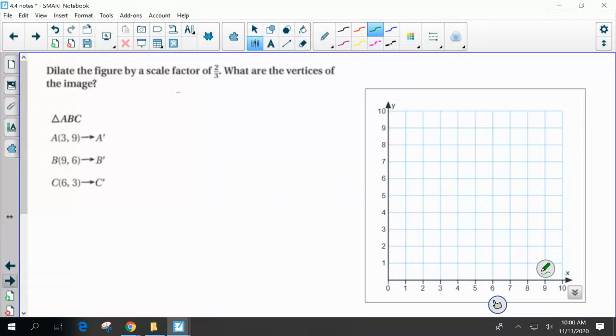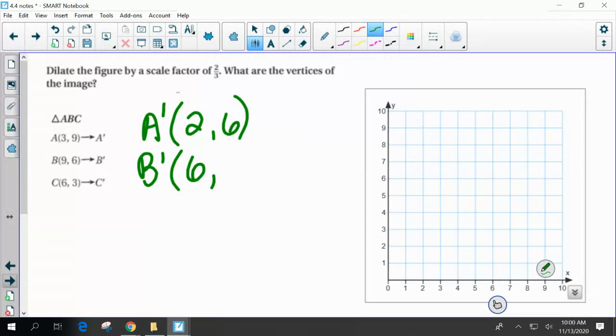Okay, so A prime. So 2/3 of 3 would be what? 2. 2/3 of 9 would be 6. So in this case, mental math is probably even faster than using that fraction button. 2/3 of 9 again is 6. 2/3 of 6 is 4. 2/3 of 6 again is 4. And we already did 3. Then you should get 2. Okay, so I'm not going to graph both of them this time. I'm just going to graph my prime.